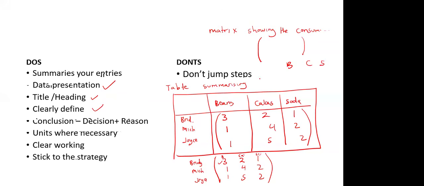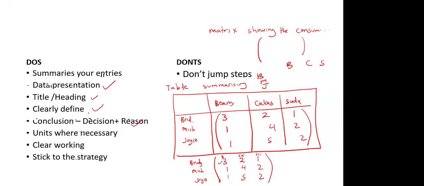This is B, M, J. Without defining what B stands for, in case it is Bridget, show us that B stands for Bridget, M stands for Michael, J stands for Joyce, B stands for beans, C stands for cakes, and S stands for soda. Then number 4 is what you call the conclusion.